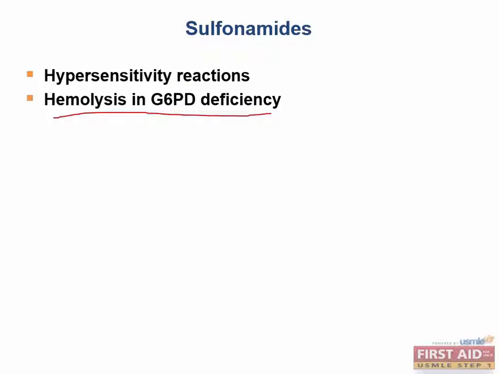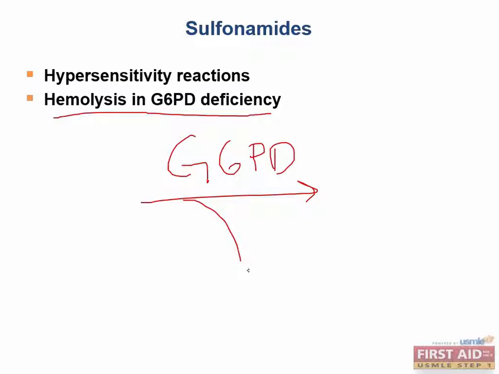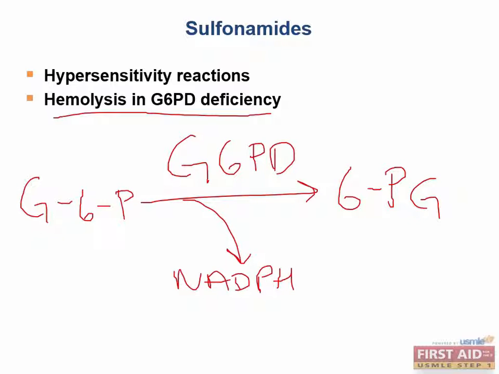Thinking back to metabolic biochemistry, do you remember what G6PD does? Well, remember, G6PD stands for glucose-6-phosphate dehydrogenase, a key enzyme in the pentose phosphate pathway. It is responsible for producing NADPH by converting glucose-6-phosphate into 6-phosphogluconolactone. Now, do you remember where G6P comes from? G6P comes from glycolysis. Very good.